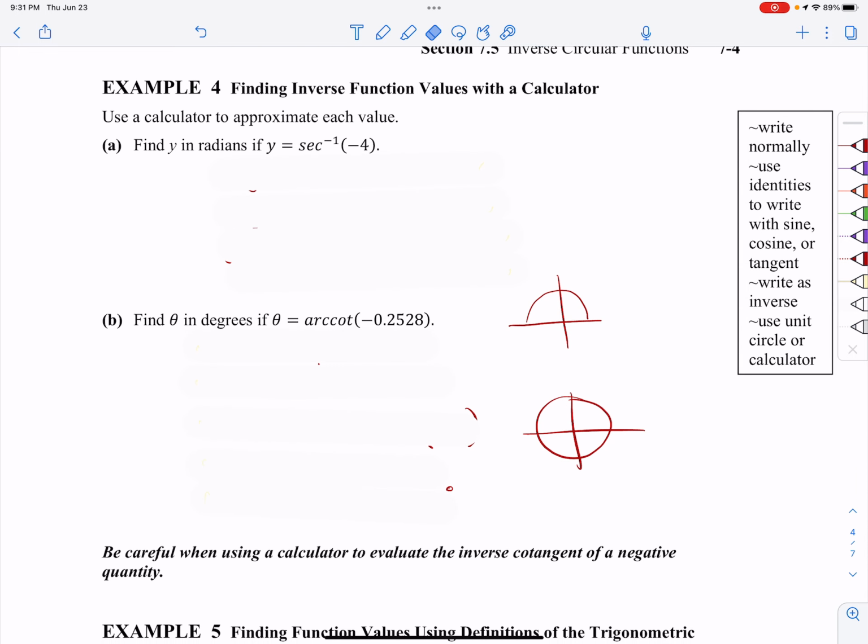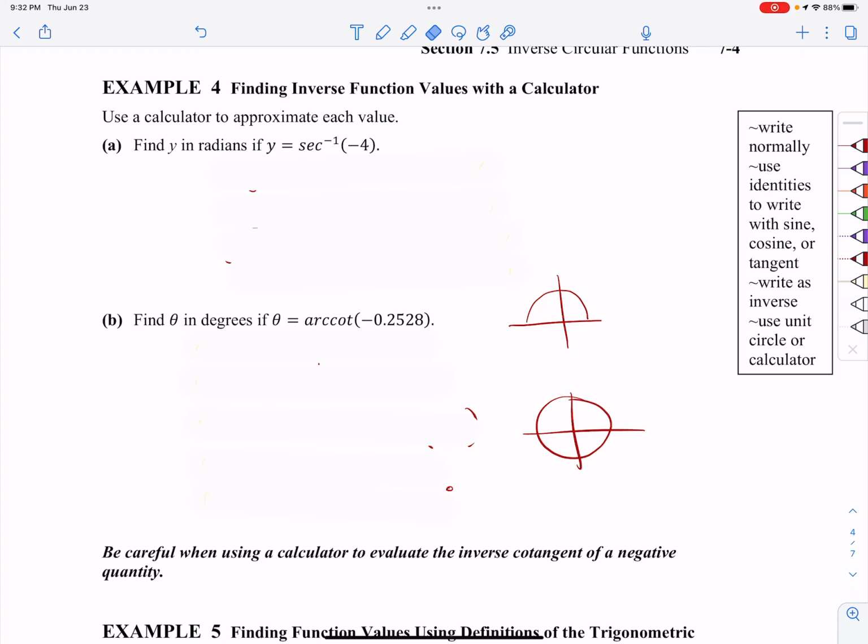This particular section is where we are using the calculator to find inverse functions. So notice that it does say to use a calculator to approximate. Part A says that we're working in radians. Part B says that we're working in degrees. So just a few little notes over to the side here. Write normally, which we already talked about in the last example video.